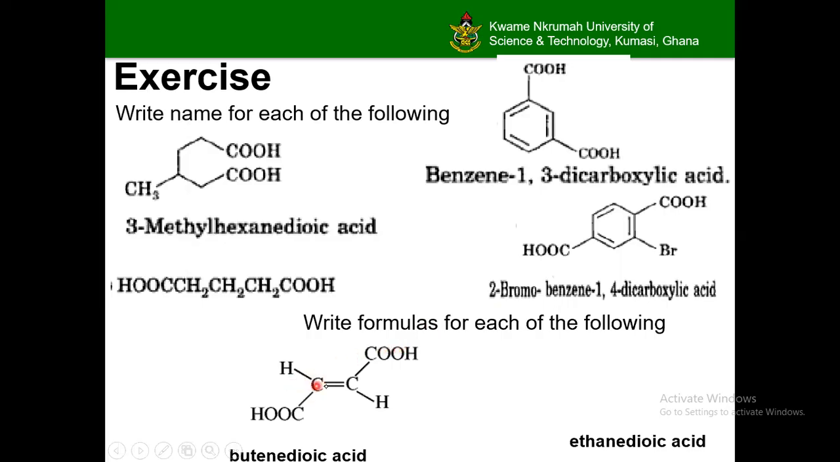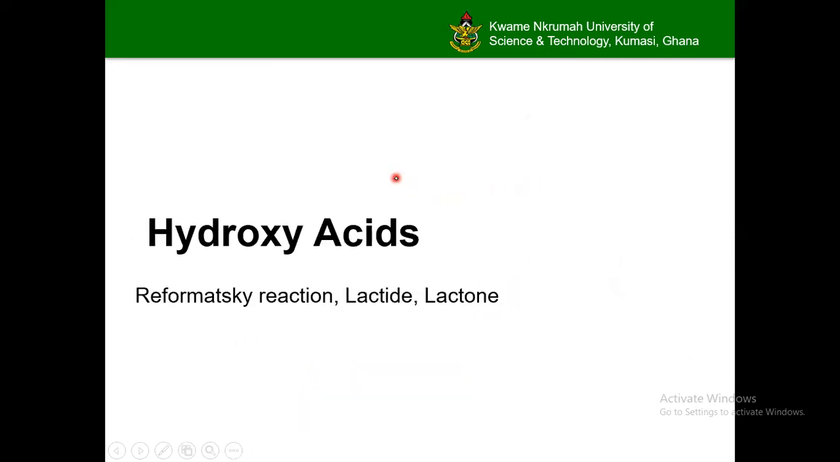Good. Now they have asked us to write the structures for the following. Right, write the formulas for the following. So this is butene dioic acid, and then ethane dioic acid will be oxalic acid. The answer for this one is also here. We can just go back to the slide and refresh our memories on this. Good. So all too soon, we have come to the end of dicarboxylic acid.